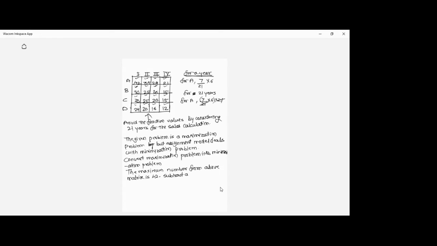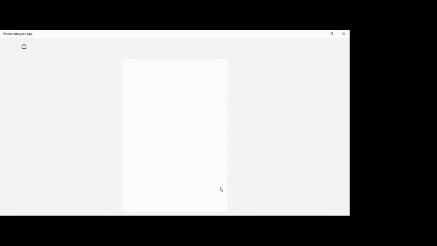Subtract all the cell values from 42 to convert the maximization problem into a minimization problem. I'm hoping that you remember this. This is the same approach that we saw in the transportation problem, but we are going to repeat it here. I'll repeat the matrix again on the next page, and then we'll convert the maximization problem into a minimization problem, right?